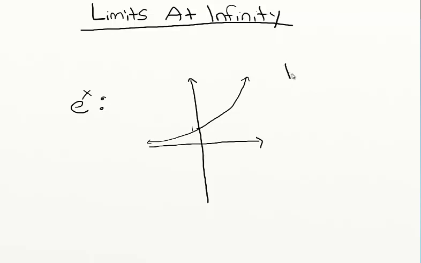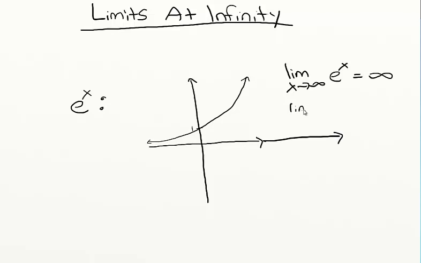So when we think about the limit as x approaches infinity of e to the x, we notice that as we go towards the right on the x-axis, so as x goes all the way this way towards infinitely large values, e to the x grows upward without bound. So this means the limit as x approaches infinity of e to the x is infinity.